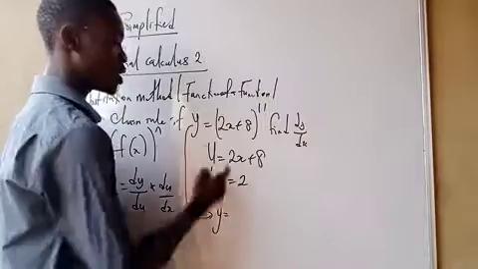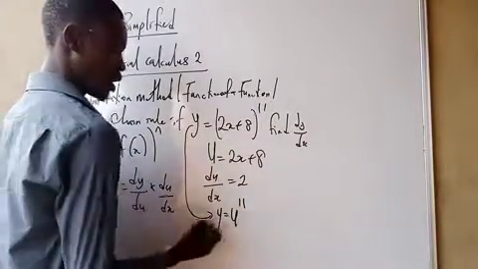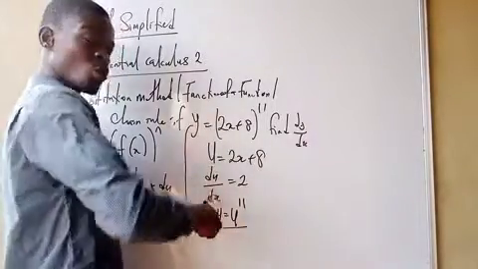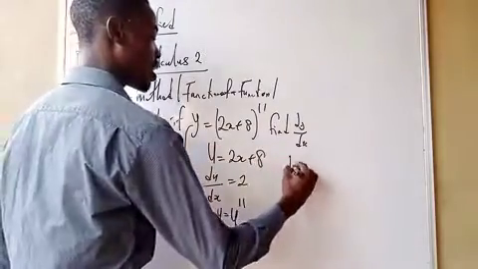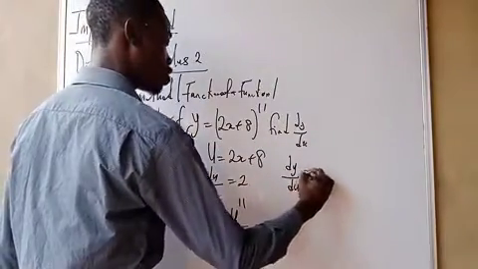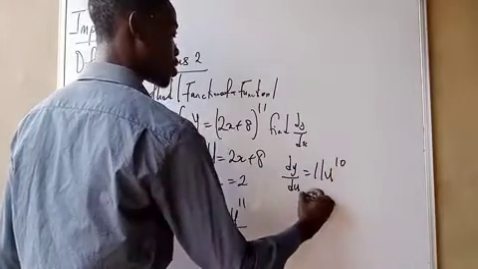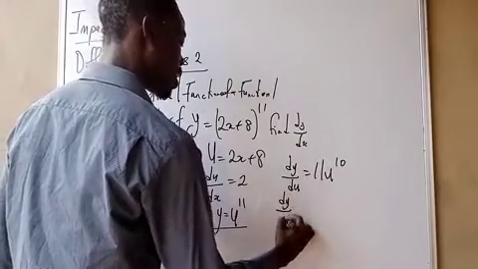After getting your du over dx, you go back to the question. We have y is equals to u, a power of 11. This is another function, so you differentiate it again, and that will give us dy over du is equals to 11u, a power of 10. And from this, what is our dy over dx?